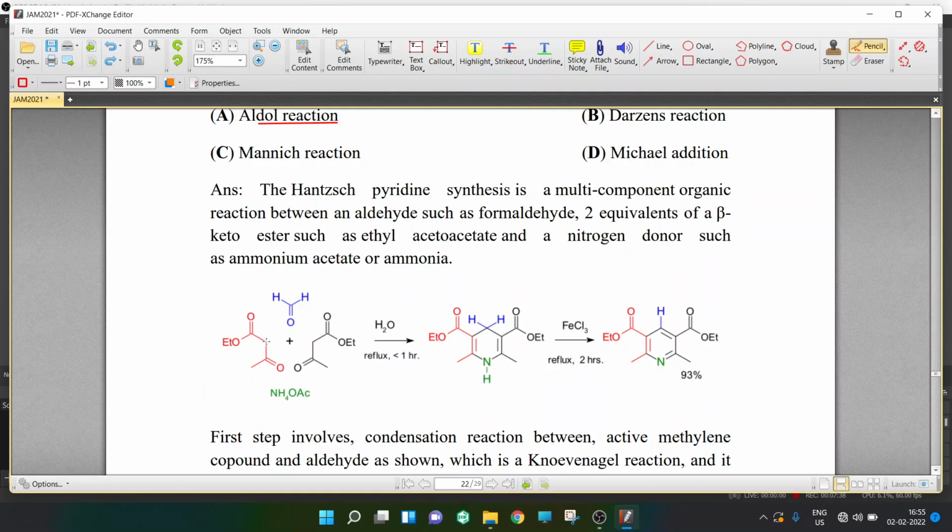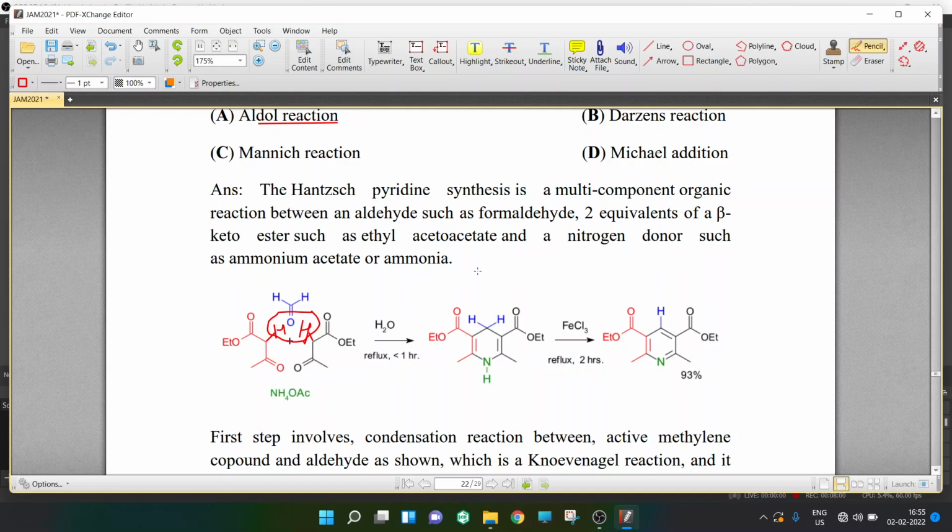So the first step, if you look very roughly at this reaction, is something like this. This hydrogen and this hydrogen react with the oxygen and H2O is lost. This is not the exact mechanism, but something like this. So it is nothing but aldol condensation. Aldol, the same thing happens. What happens in aldol condensation?